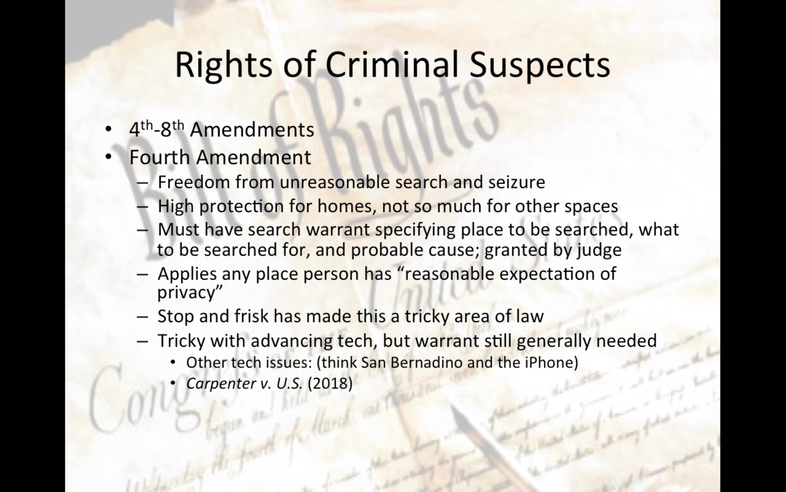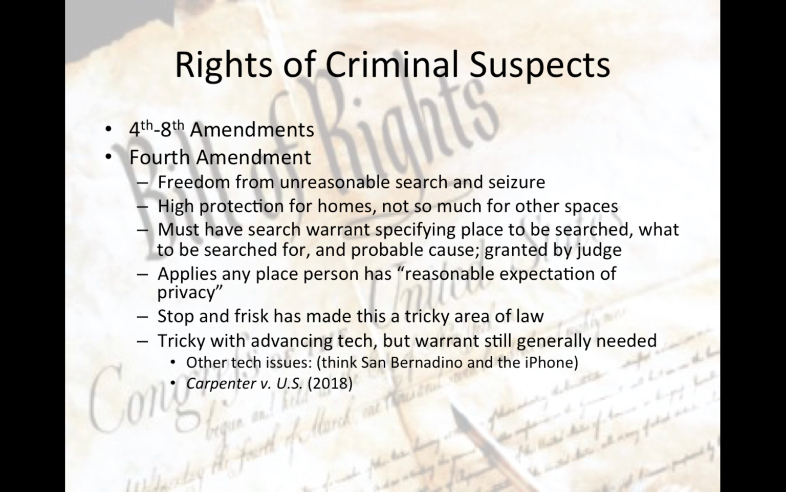Rights of criminal suspects, or those who've been accused of a crime. This is the 4th through 8th Amendments. The 7th, not so much, really deals more with civil cases, but sometimes you can think of civil cases kind of like criminal cases, but there's no jail sentence attached, just fines usually. So the 4th Amendment, of course, everybody I think is familiar with.